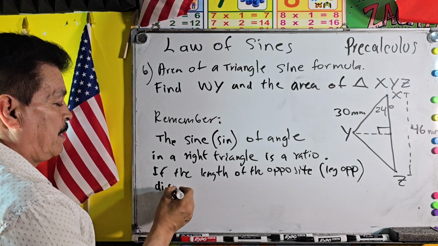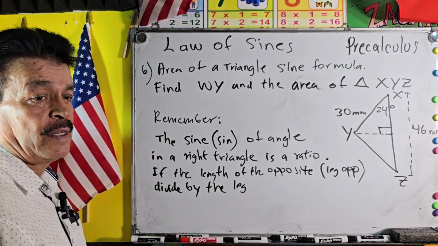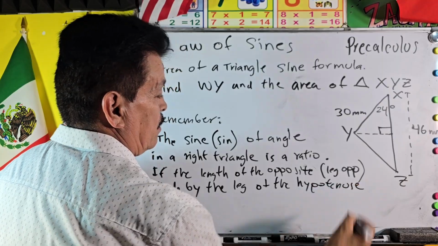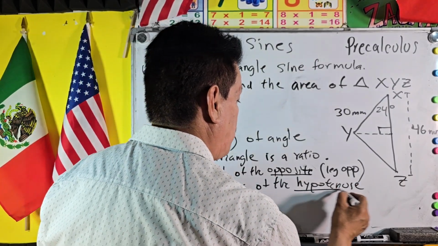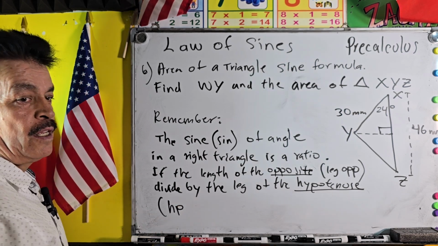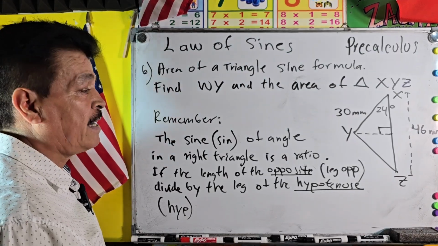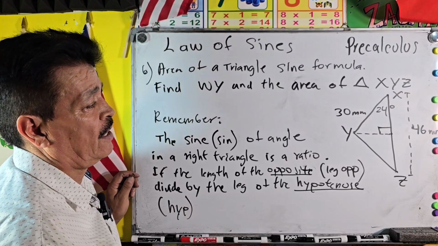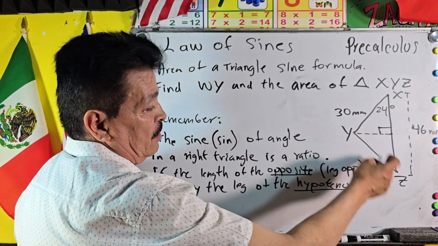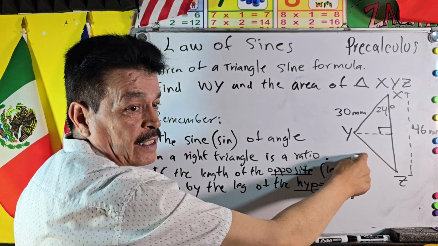is divided by the length of the hypotenuse. The opposite leg is the side across the vertex or the specific angle. For this angle, the opposite side is this one, and for this angle x, the opposite side is this one. Okay.